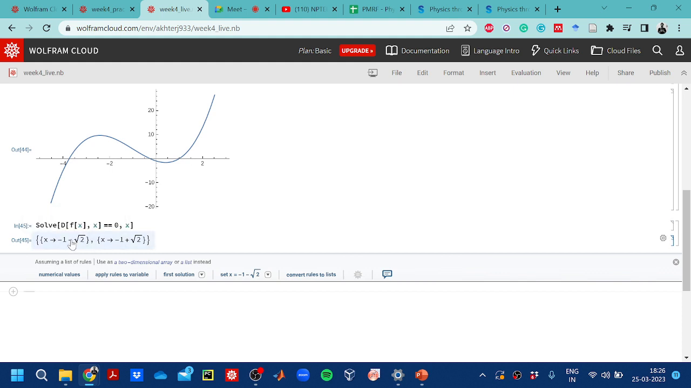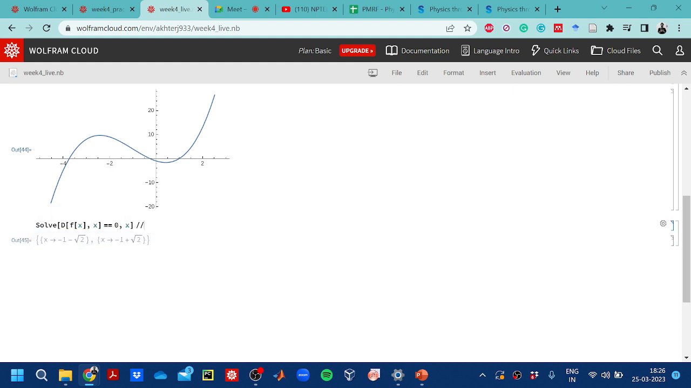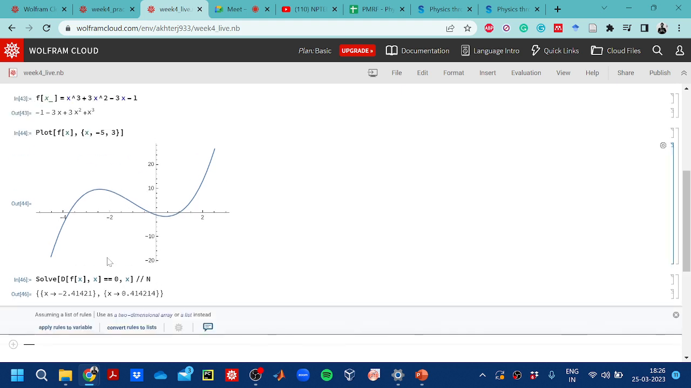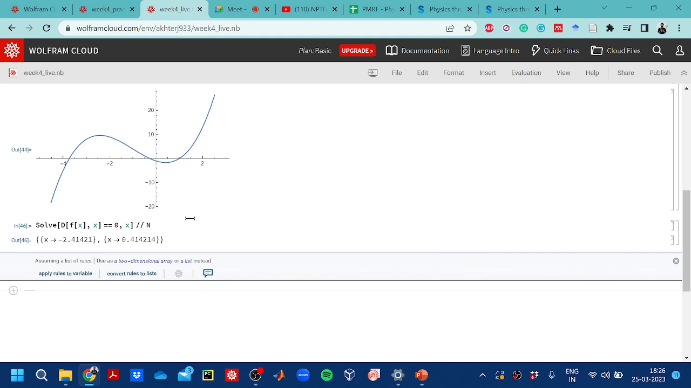If we run this, then we get 2 points where the first derivative is 0. Let us simplify this. Yeah, so one is around minus 2.41, where the first order derivative of the function is 0, and around 0.41 the first order derivative of this function is 0. Now we want to know the value of the second derivative at these points.